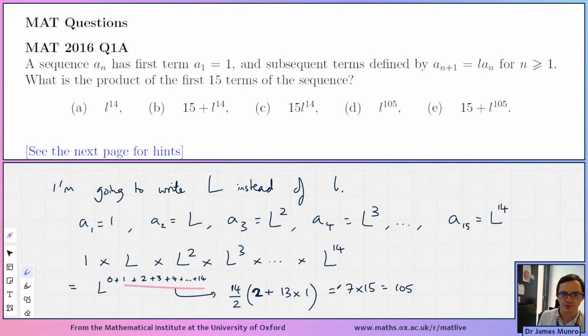Okay, so I get L to the 105, which is the answer. And this is a good example of a question that combines together the geometric progression fact, which you probably need to work out what's going on for this sequence, with then, when you do the calculation, an arithmetic fact. Good. Okay.